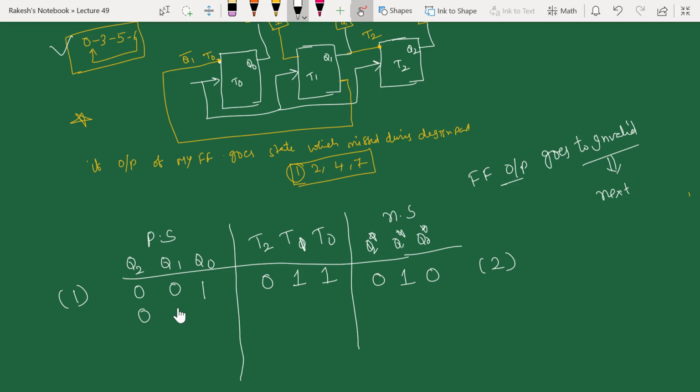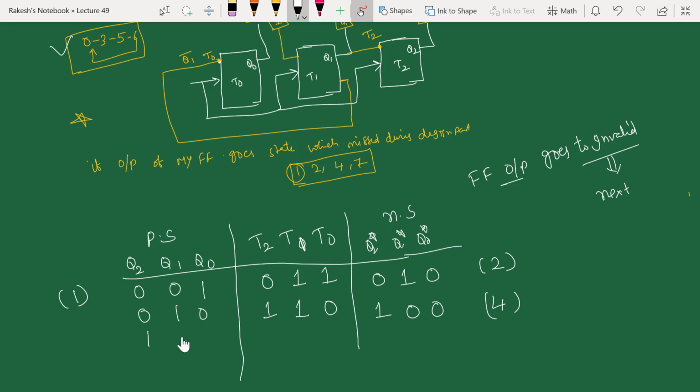Suppose the flip-flop is in 010 state. In this case your T1 is always 1 because it is always connected to 1. Your T0 is Q1 bar, that means Q1 bar will be 0, and your T2 is Q1, which is 1. So T0 is 0, it will be in the same state. T1 is 1, it will toggle, 1 becomes 0. T2 is 1, your Q2 will toggle, it becomes 1. That means going to number 4.